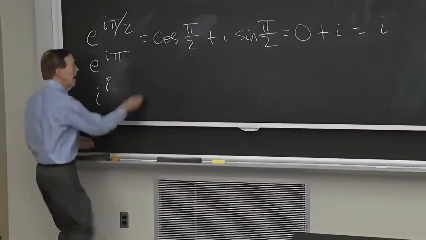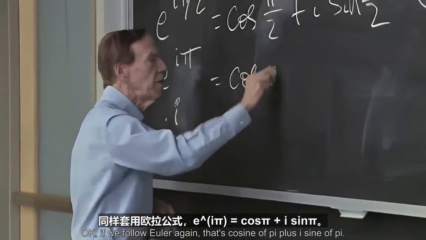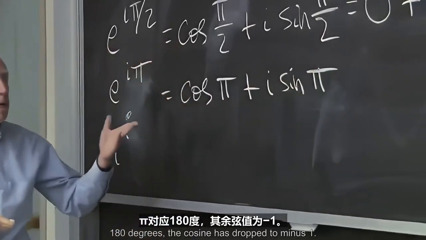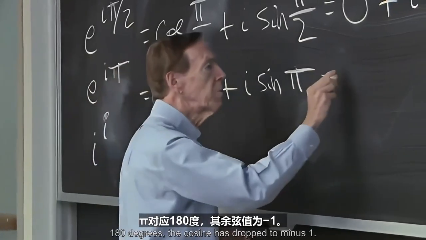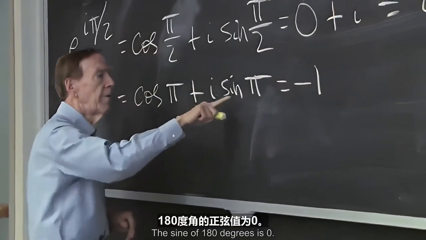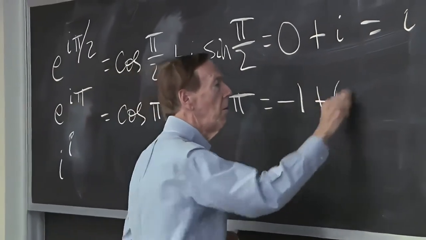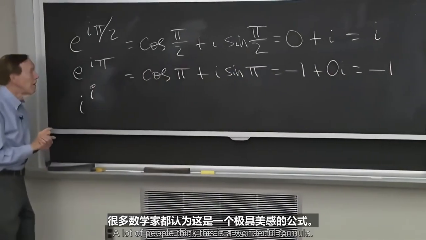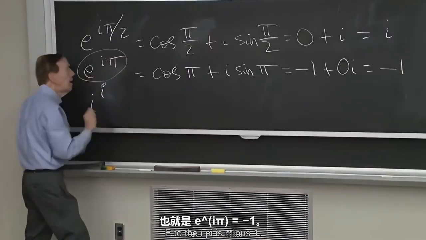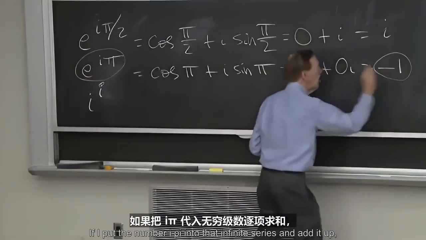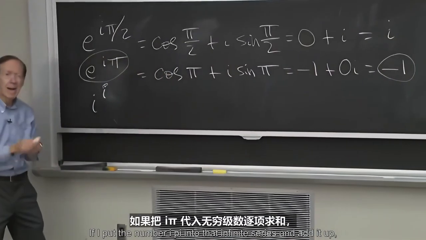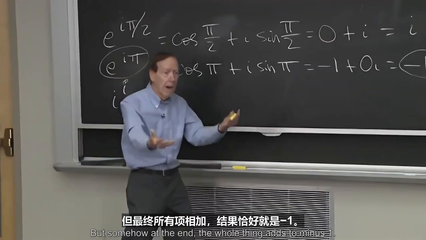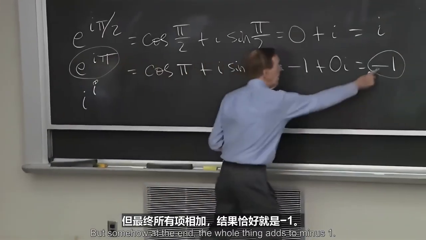What about e to the i pi? Okay, if we follow Euler again, that's cosine of pi plus i sine of pi. 180 degrees, the cosine has dropped to minus 1. The sine of 180 degrees is 0. And I get minus 1. A lot of people think this is a wonderful formula. e to the i pi is minus 1. If I put the number i pi into that infinite series and add it up, you won't see it happen, but somehow at the end, the whole thing adds to minus 1.